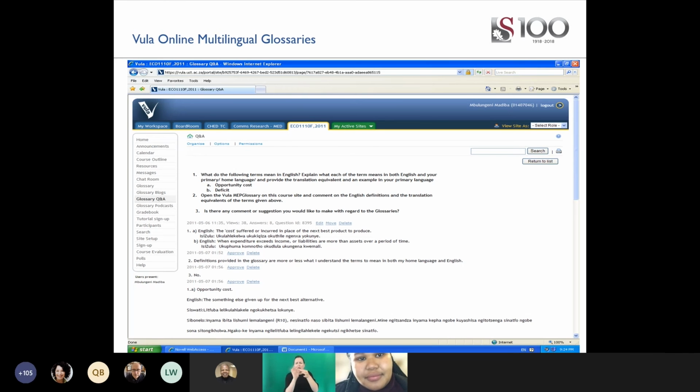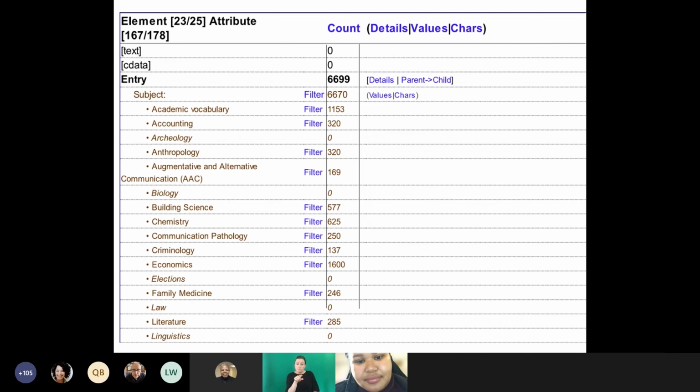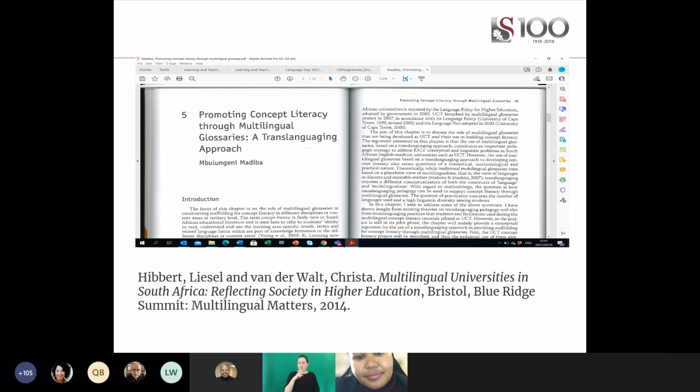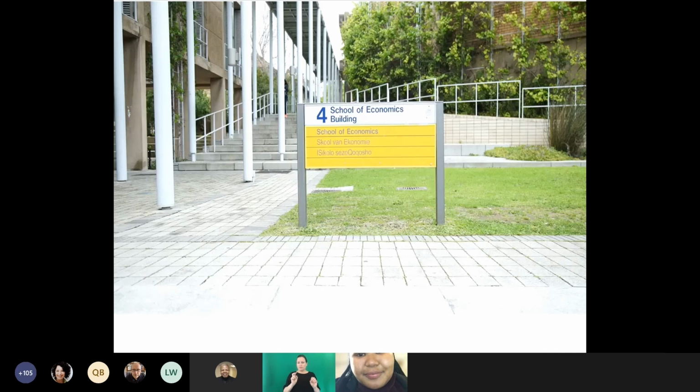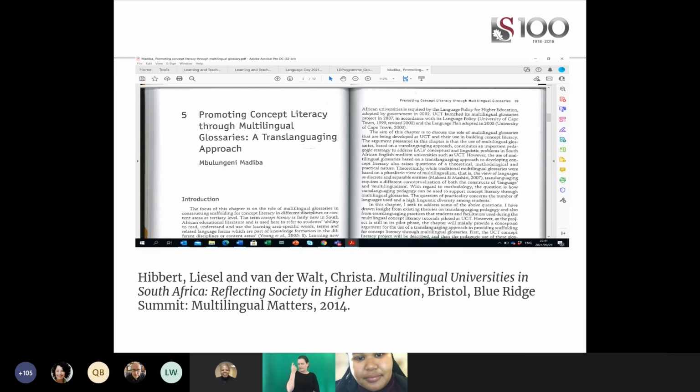So, where we found students to be very, very useful, I'm just going to jump over all this other. If you really want to understand the pedagogy of using an online platform, you can read my paper, promoting concept literacy through multilingual glossaries. So then you can look at how you can do that.